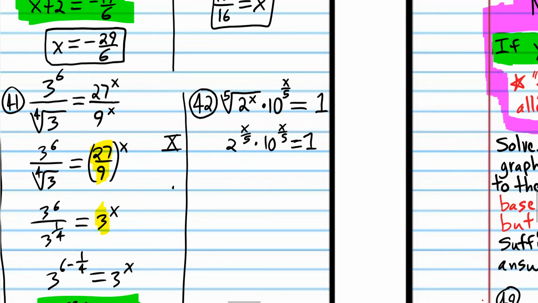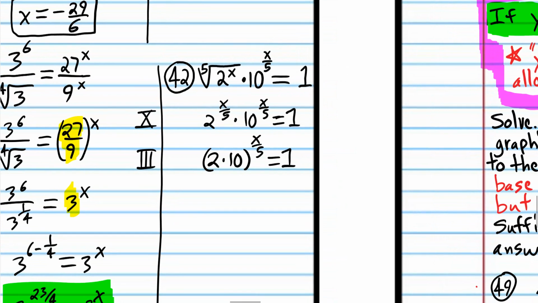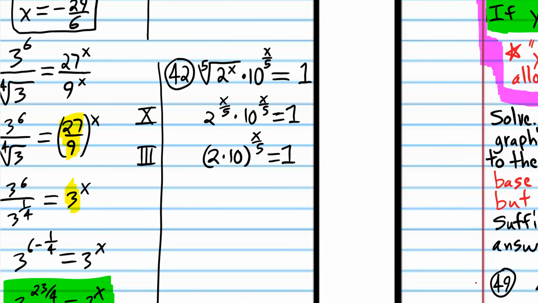And now we're going to use rule number 1. Actually, no, we're going to use rule number 3. Why? Because these powers, those exponents, are the same, so we can just put the bases together. That doesn't happen very often, but it does happen sometimes. And 2 times 10 is 20. So again, I got that from there.